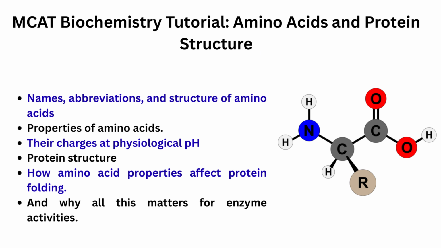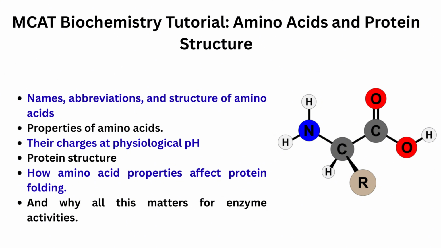Today we're breaking down one of the most high-yield MCAT topics, amino acids and protein structure. We'll cover names, abbreviations, and structure of amino acids, the properties of amino acids, their charges at physiological pH, protein structure, how amino acid properties affect protein folding, and why all this matters for enzyme activity. By the end, you'll know exactly what the MCAT expects you to remember about these building blocks of life.